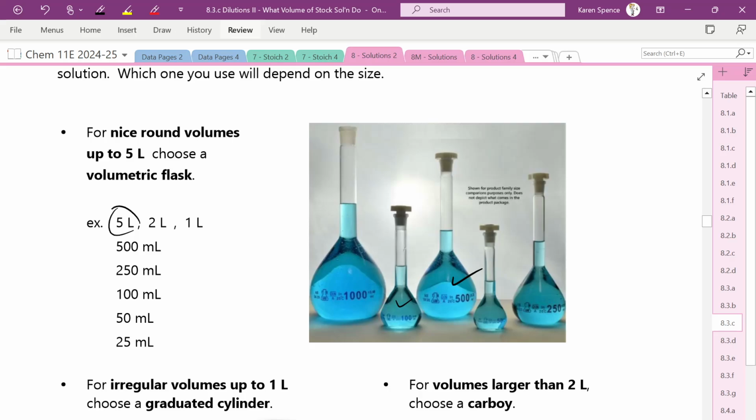You remember these from your lab? This is called a carboy. I don't know why. Maybe because when you go camping, you put it in your car and then you open it. I don't know why it's called a carboy, but anyway, that's what it's called.